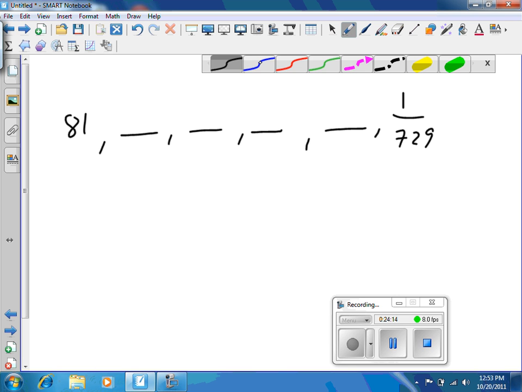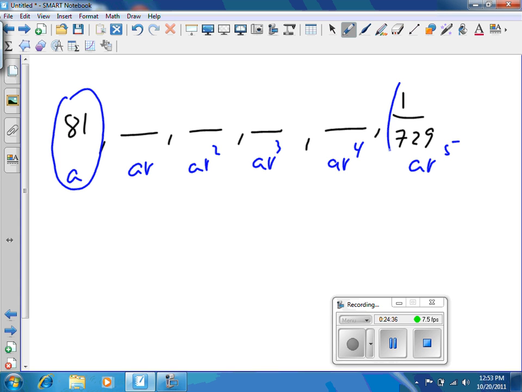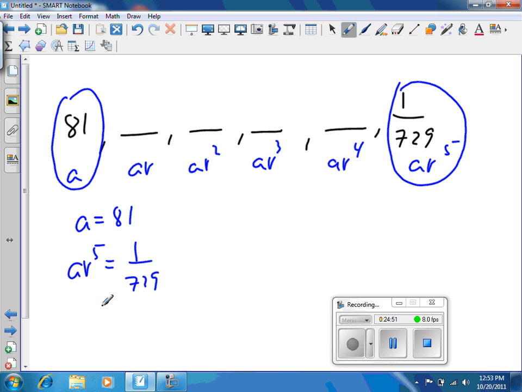Again, I'm going to go back to that visual. This is a, ar, ar squared, ar cubed, ar to the 4th, ar to the 5th. There's some good information, and here's some more. So what do I know? I know that a is 81. And I know that ar to the 5th is 1 over 729. And I'm trying to solve for r.